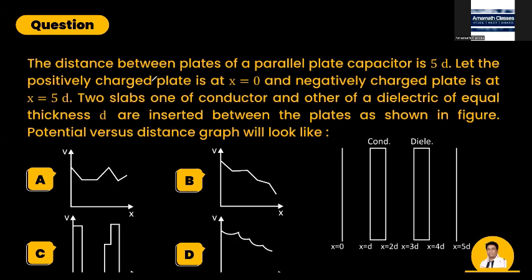In this question, the distance between plates of a parallel plate capacitor is 5D. Let the positively charged plate be at x equal to 0, and the negatively charged plate at x equal to 5. Two slabs, one of conductor and other of dielectric of equal thickness D, are inserted between the plates as shown in the figure. Potential versus distance graph will look like.